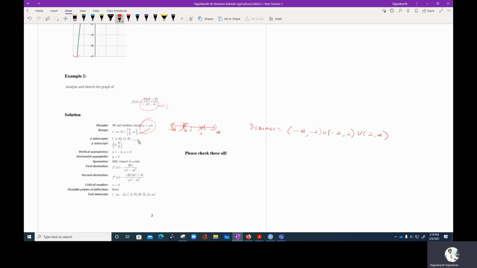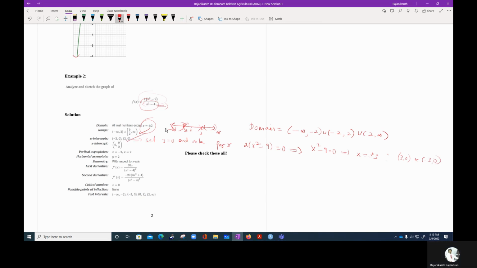Finding the x-intercept means what? Setting the function y to be 0 and solving for x. So that part is now easy because when you set the function y to 0, that means the numerator is going to be 0. That means you are saying that this is 0. Then if you solve this equation for x, you will get x is ±3. So therefore, the x-intercepts are going to be (3, 0) and (-3, 0).